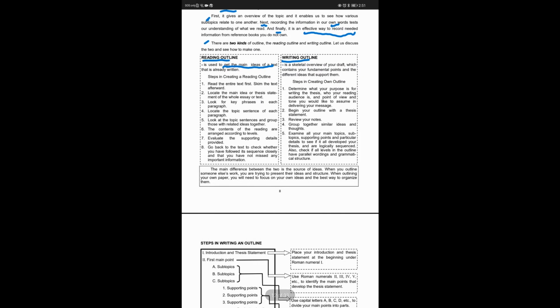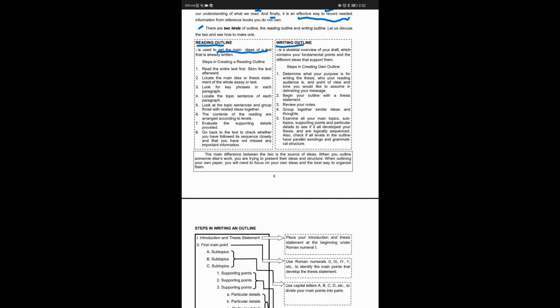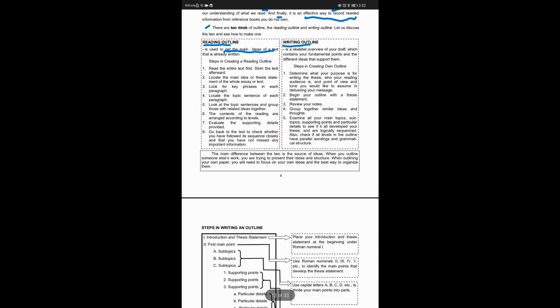Okay? Fifth, look at the topic sentences and group those with related ideas together. So, alam mo na kung ano yung topic itong paragraph na to. Ano ngayon yung mga ideas na sinabi doon na related sa isa't isa to explain the topic sentence. And then sixth, the contents of the reading are arranged according to levels. So yun nga, since outlining ito, i-arrange mo lang siya, yung mga ideas na nakita mo, yung mga main ideas na nakita mo, based on their levels. So syempre yung level 1, yun yung main idea, level 2 yung supporting idea, tapos level 3, supporting details, and so on. Later we'll be talking about how we organize those ideas in our outline. Okay?